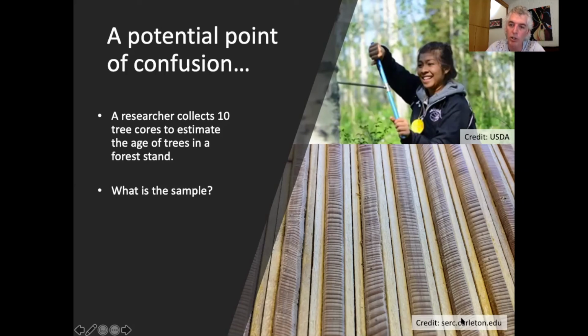So let's take this researcher, for example, who's interested in the age and growth rates of trees in a forest. And so the researcher collects some tree cores, let's say 10 different tree cores, to try and estimate the age of trees in a particular forest stand. So in this case, the statistical sample represents all 10 cores together as a single sample, rather than each of those cores representing a single biological sample. So that's the difference between a biological sample and a statistical sample.